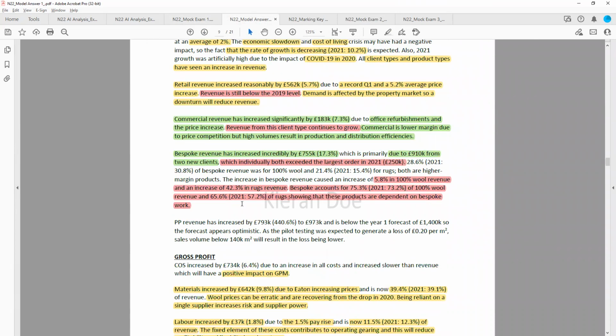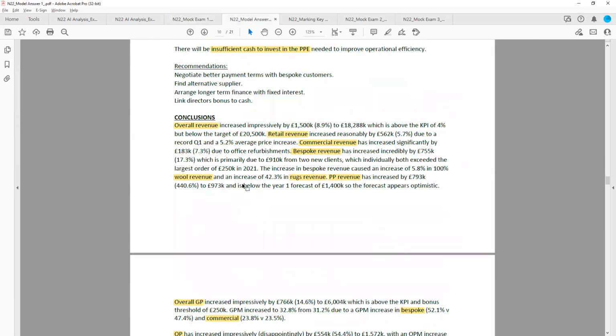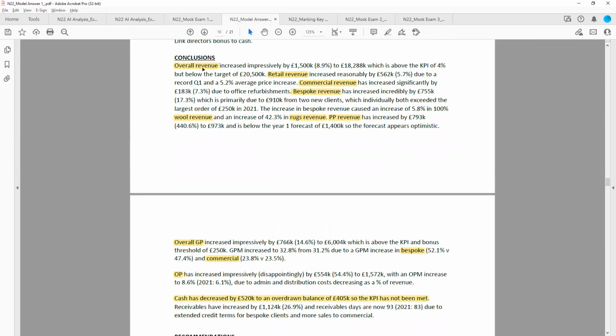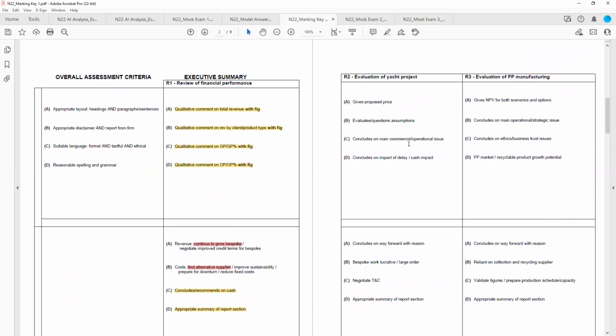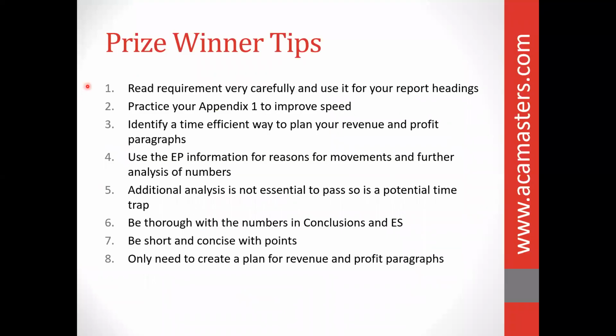So not only do we have these sections in the report, but that will also be the basis of your conclusions and therefore your exec summary. It's crucial that you conclude on every section that you've been asked to, and that forms the basis of your exec summary. You can always see this feeding through into the marking key, like revenue by client, product type, gross profit, operating profit, cash. That's the requirement wording. So you need a conclusion on each of those. You need a section in your report on each of those, and then you'll have an exec summary point on each of those. So you can see how important it is that you read the requirement carefully.